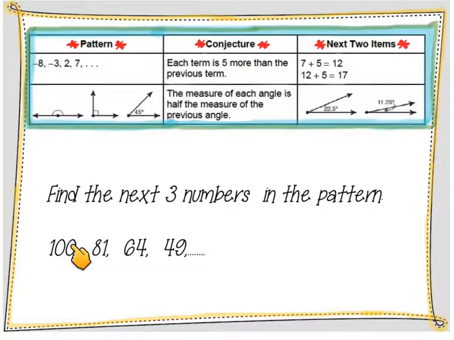So in this example right here, find the next three numbers in the pattern. So we're just going to inspect, and we're going to make a conjecture. What do you notice? Well, these numbers should be familiar to you. They're perfect squares. And so let's see if we can come up with a conjecture.